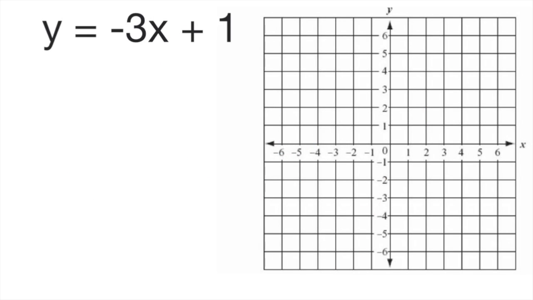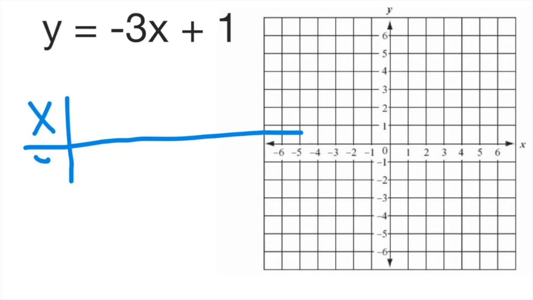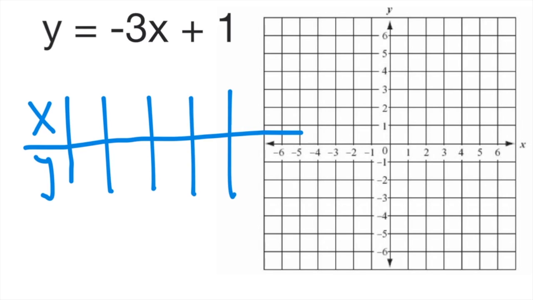Here we have the equation y equals negative 3x plus 1. We can do the same thing, make a table. This time I'm going to use a horizontal table. It all comes out the same. I got x and y. Again, pick easy values for x. So I'm going to use 0, 1, and 2.